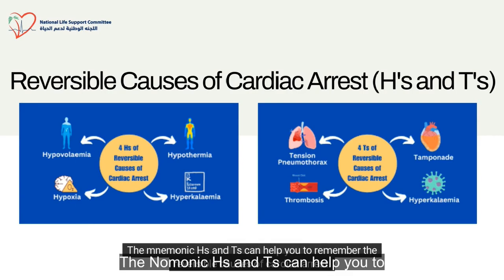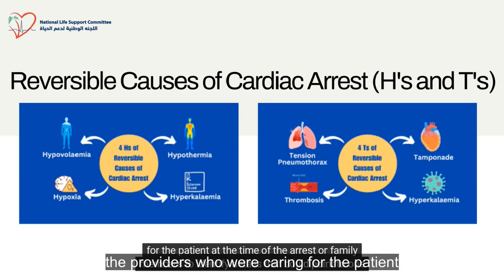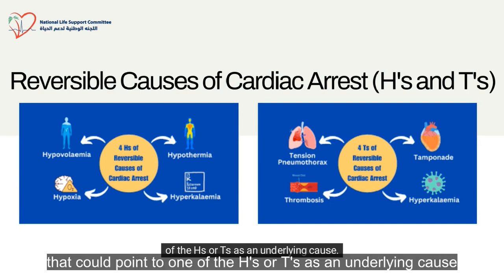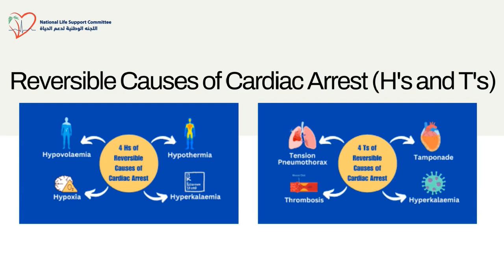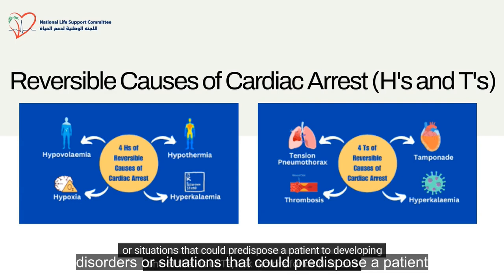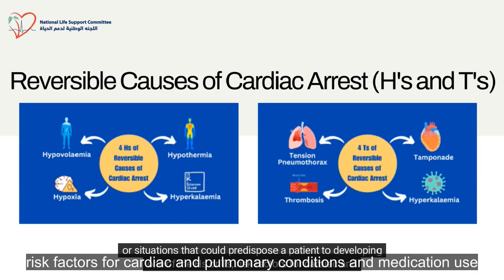The mnemonic H's and T's can help you to remember the reversible causes of cardiac arrest. While resuscitation is underway, review the patient's medical history with the providers who were caring for the patient at the time of the arrest or family members to identify details that could point to one of the H's or T's as an underlying cause. Of particular importance are changes in the patient's clinical condition leading up to the arrest, disorders or situations that could predispose a patient to developing one of the H's or T's, risk factors for cardiac and pulmonary conditions, and medication use.